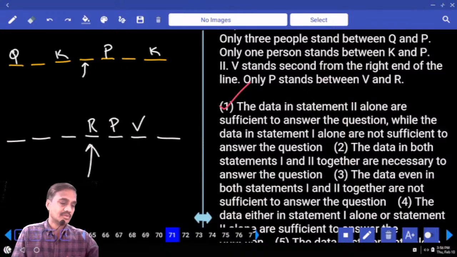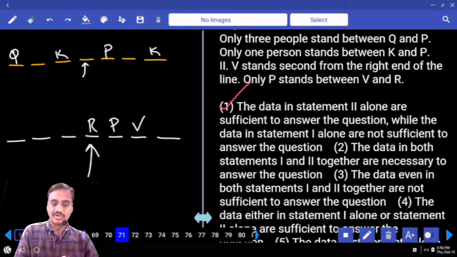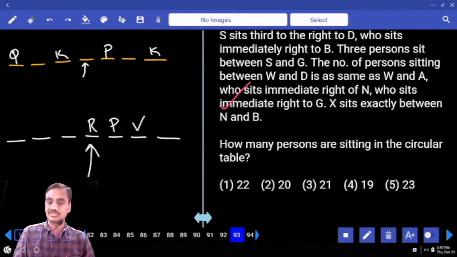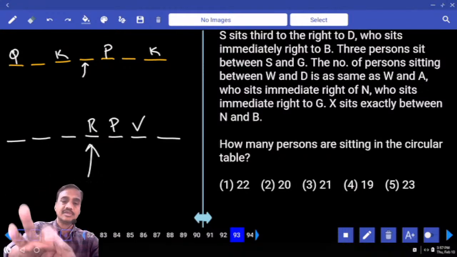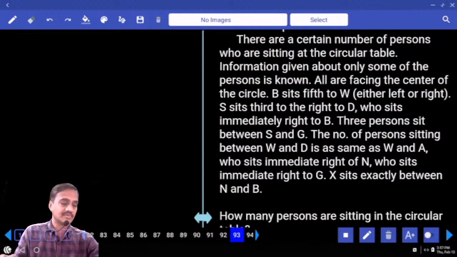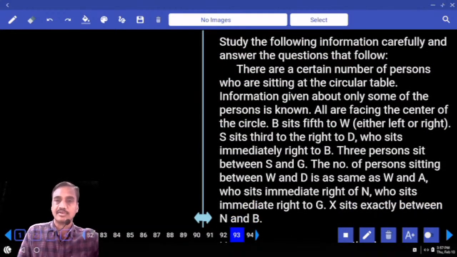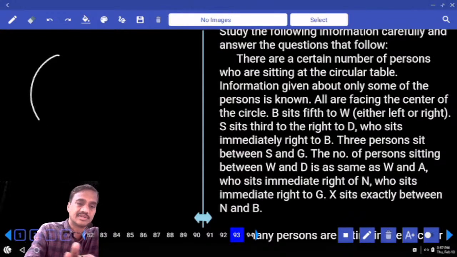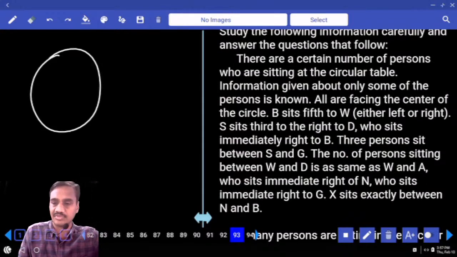Then, now if you have time, then you can move on to 93 to 96. Now in this 93 to 96, how many questions were given under this one? Only 4 questions were given under this. Now there are certain number of persons who are sitting around a circular table, and they are facing towards the center.